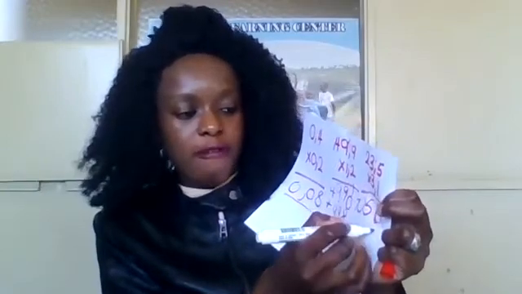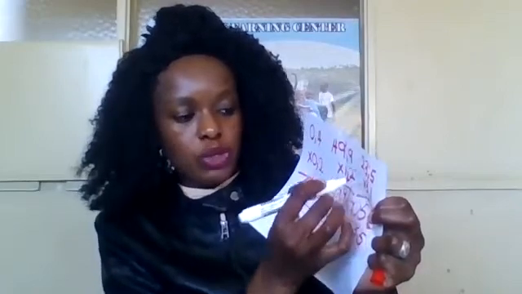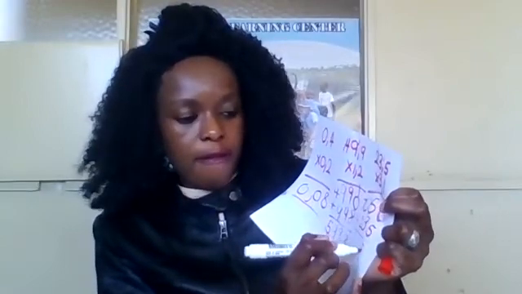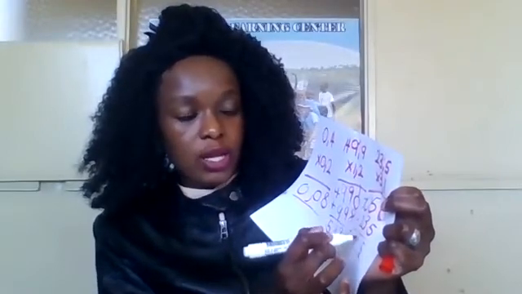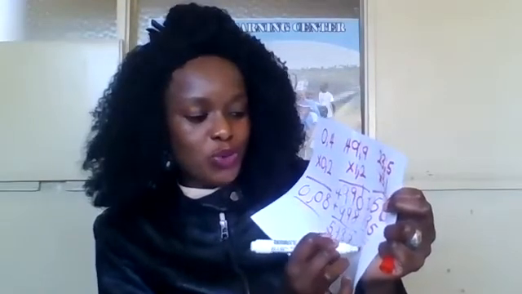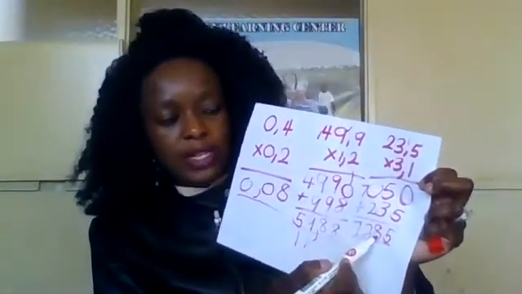1 times 5, 5. 1 times 3, 3. 1 times 2, 2. 8. There we go. 0 plus 5, 5. 5 plus 3, 8. 0 plus 2, 2. 7 plus 0, 7. You can see that is our answer.